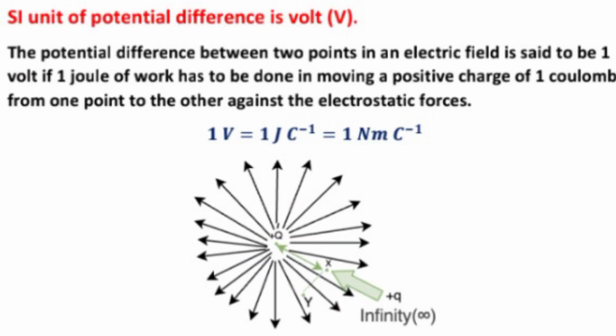The potential difference between 2 points in an electric field is said to be 1 volt if 1 joule of work has to be done in moving a positive charge of 1 coulomb from one point to another point against the electrostatic forces. 1 volt equals 1 joule per coulomb.